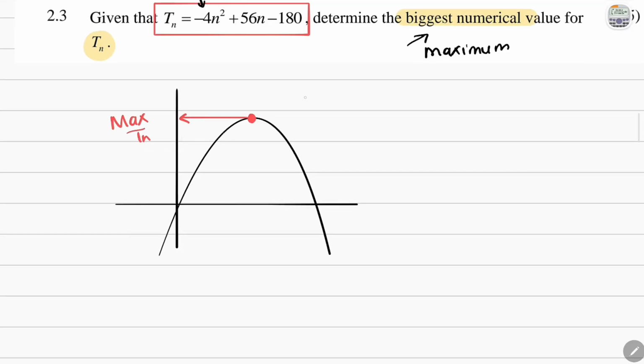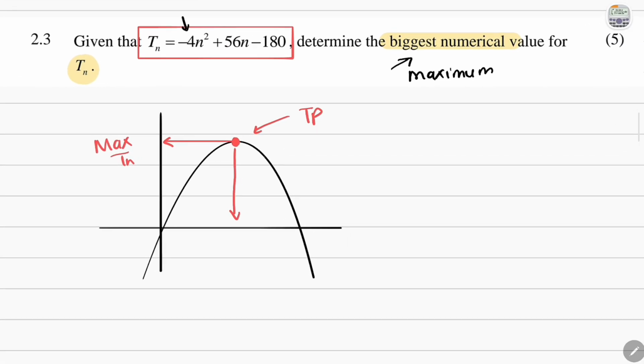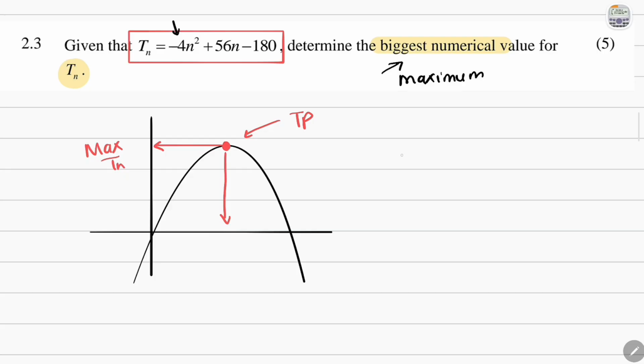So how can we find this? What exactly is this point? This is also known as the turning point. And we're just trying to find the y value of the turning point. So to find that, we first need to find the x value. And we can find this since it is already in its standard form. We would just have to find that x value of the turning point.